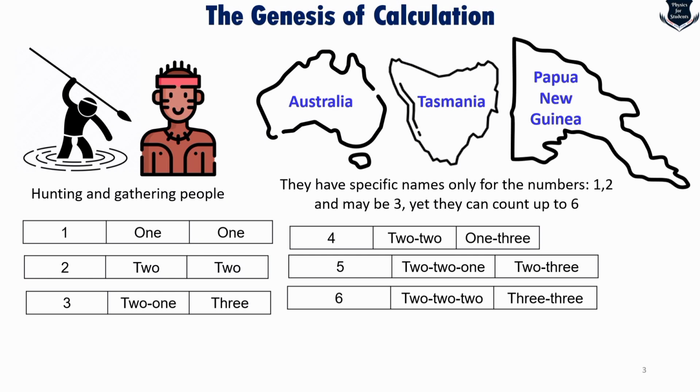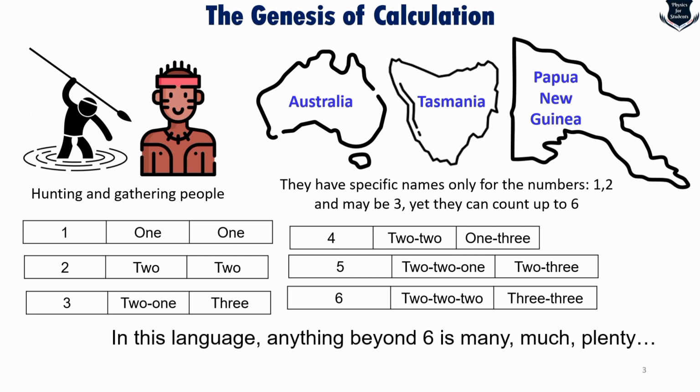But peculiar to this is that in these languages, speakers refer to everything beyond 6 as many or much or plenty. So this is the way, if we trace back the genesis of calculation, hunting and gathering people, Aborigines, etc., fundamentally developed 1, 2, 3 and then they added up. But anything beyond 6 is something which is much or plenty.